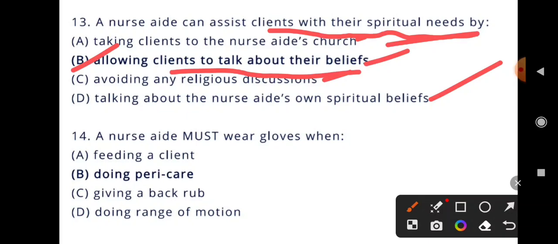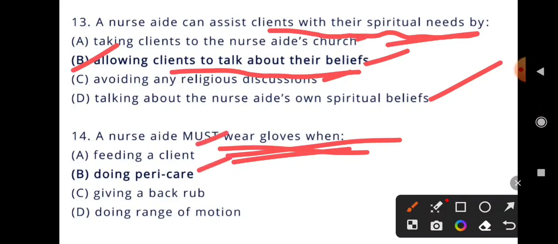So next, a nurse aide must wear gloves when. Options: feeding a client, doing pericare, giving a back rub, doing range of motion, ROM. So when doing perineal care, she must wear gloves.